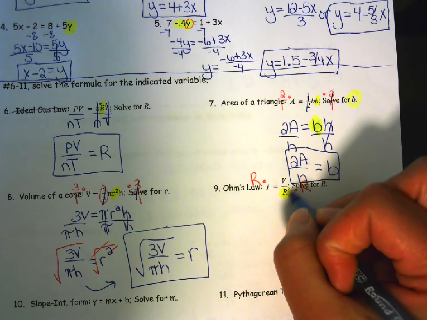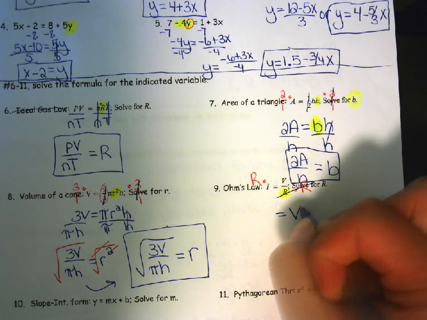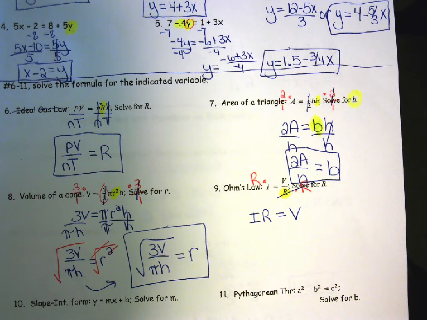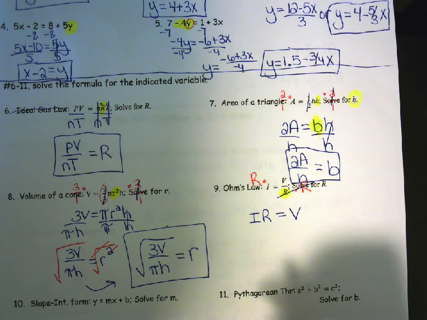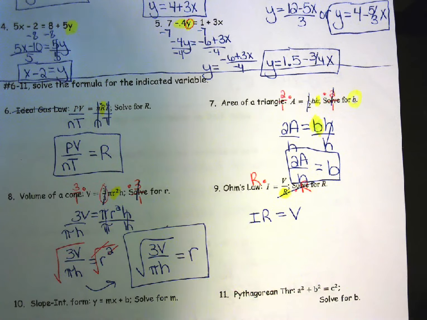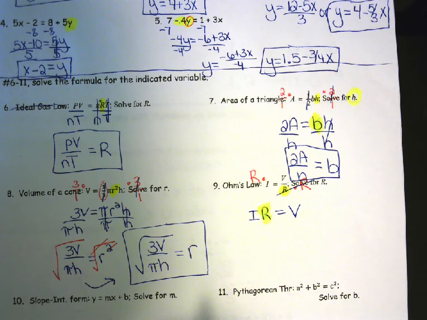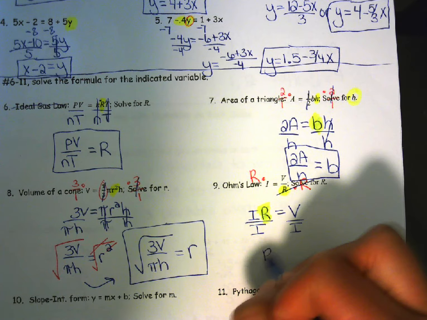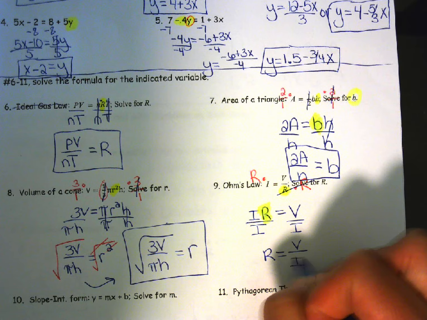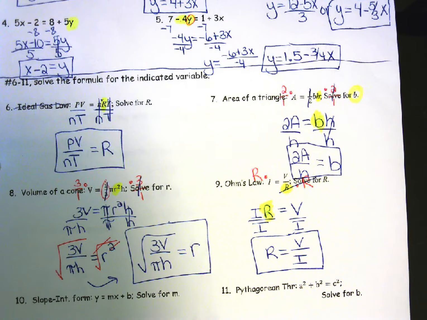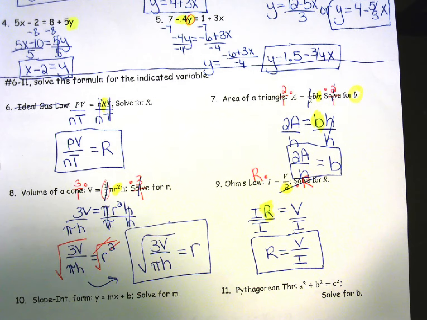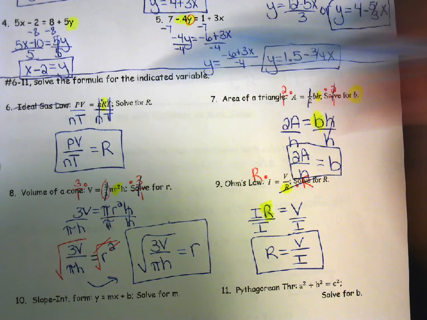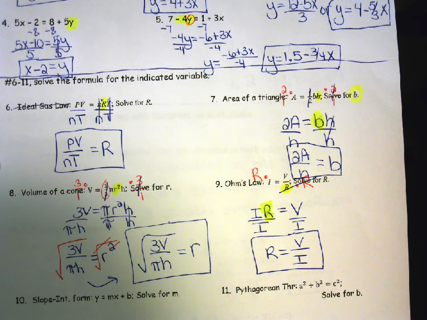So now my r's are going to cancel and I'm left with v. Now on this side, I have IR. Now remember, the order doesn't technically matter due to the commutative property. Now because I'm trying to get the R alone, I'm going to divide off the I. So I have R equals V divided by I. And that is my answer. Okay? That's really tricky because it's in the denominator. If it's in the numerator, then it's different. So you just have to be careful on that, okay?